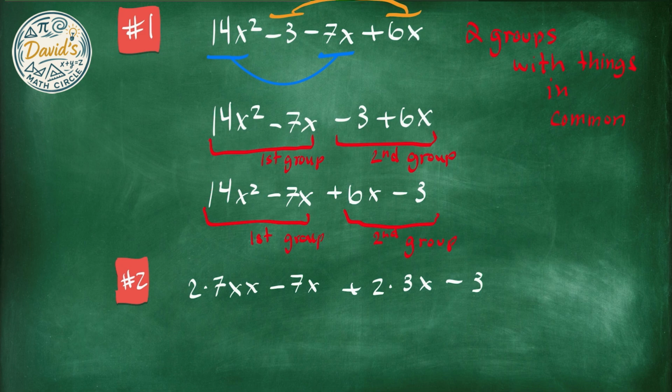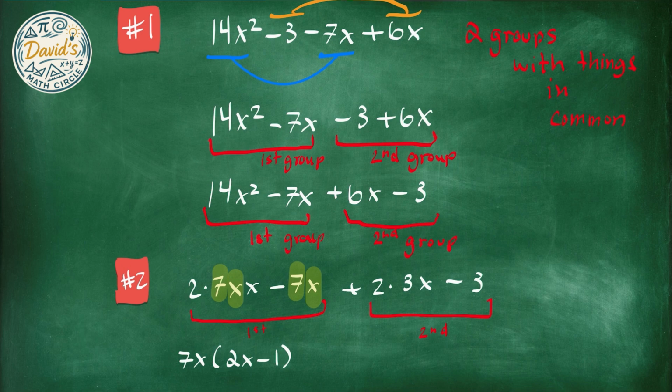So let's keep a little mark of what are my 2 groups. It's going to be a first and second group. And finally, now I'm going to factor out the greatest common factor in both of those 2 groups. In the first one, I have a factor of 7 in common, and a factor of x. So the first factoring will be 7x outside and 2x minus 1 in the brackets.